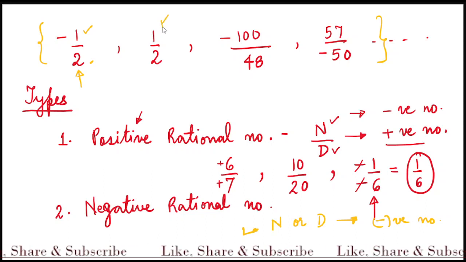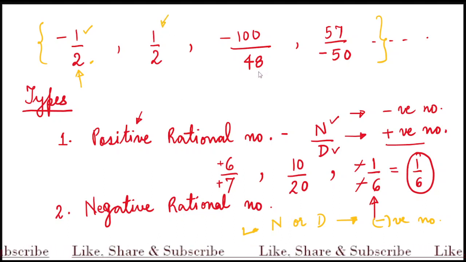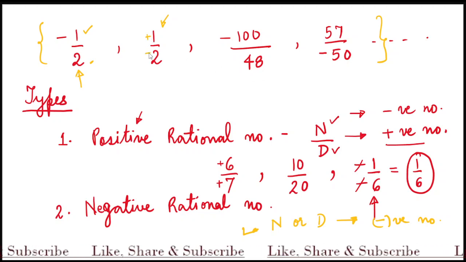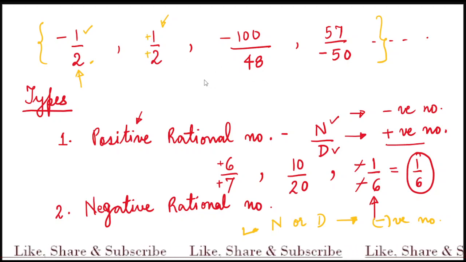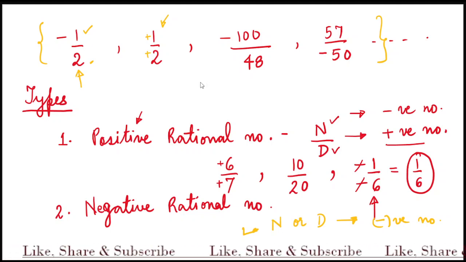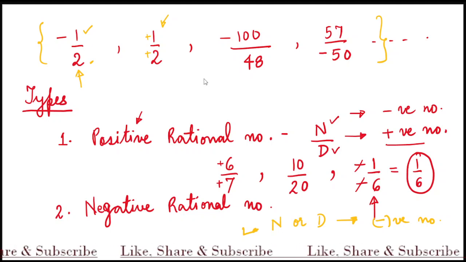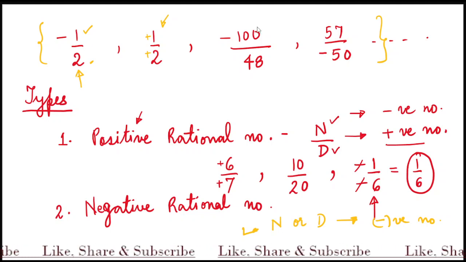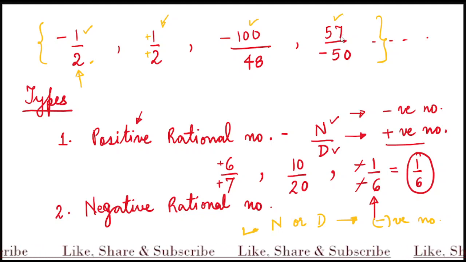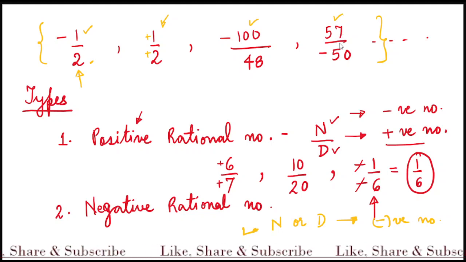Coming to the second one, is this a negative rational number? No, because the numerator and denominator both are positive numbers, and thus that rational number is a positive rational number. Now coming to the third and fourth one, yes, you are right, they are negative rational numbers.